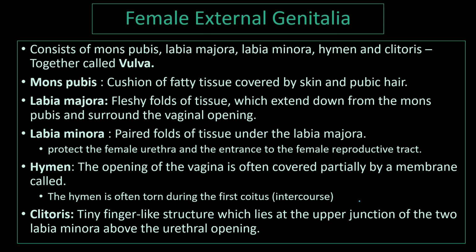The clitoris is a tiny finger-like structure that lies at the upper junction of the two labia minora above the urethral opening. So these are the female external genitalia that you have to understand about.